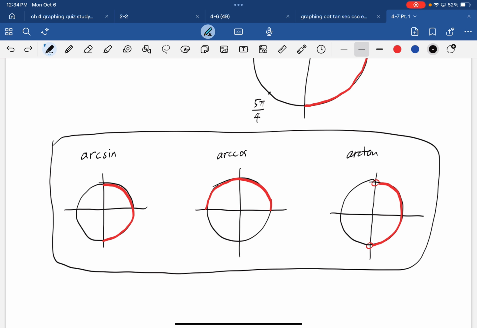Any questions? All the x values are positive? No. Arc cosine can give you negative values. Oh, I was thinking in the opposite way here. Any questions?